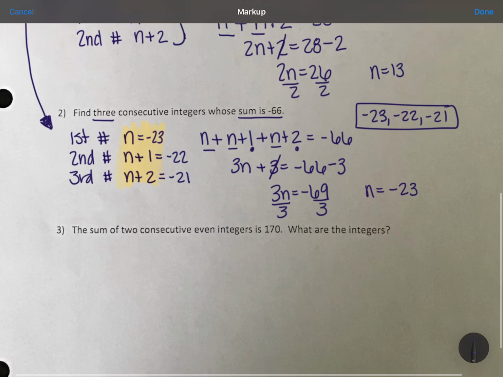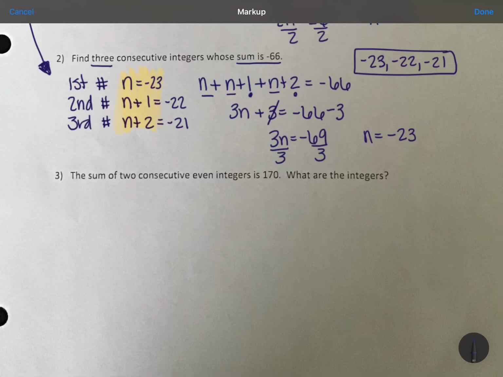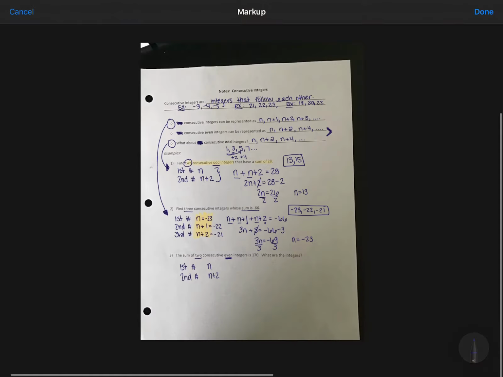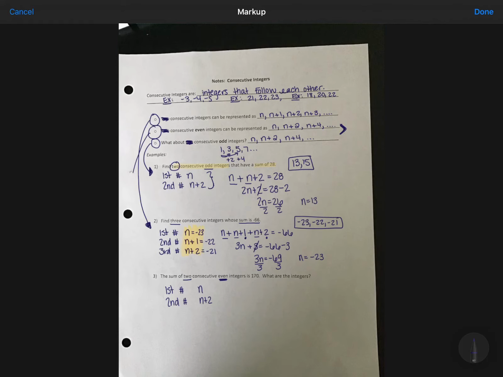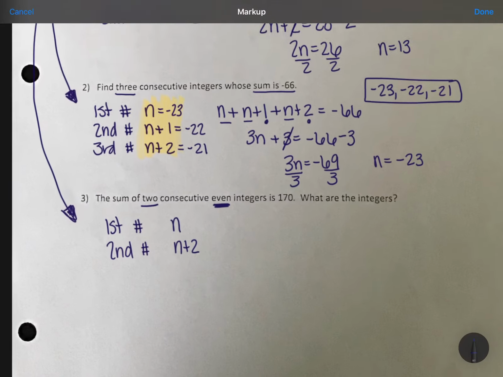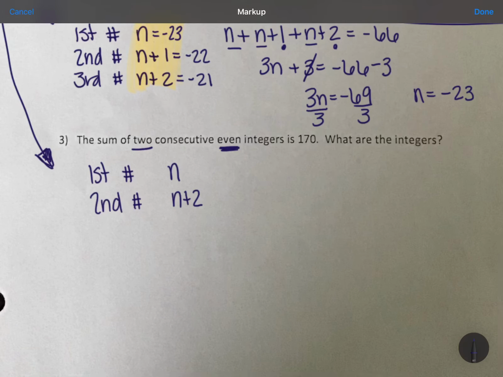Okay, number 3. I'm looking for the sum of 2 consecutive even integers. That's 170. So we're going to let the first number be n. We're going to let the second number be n plus 2 because we're looking at even. This is the second method up there at the top that we first discussed. We're looking at even integers, and I only need 2, so I've got my first number, my second number.